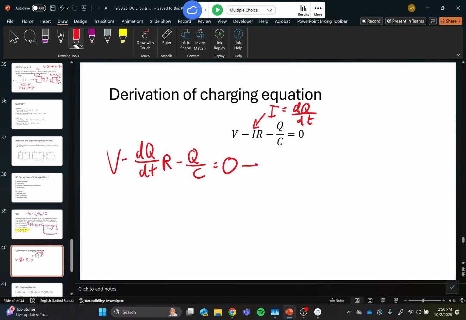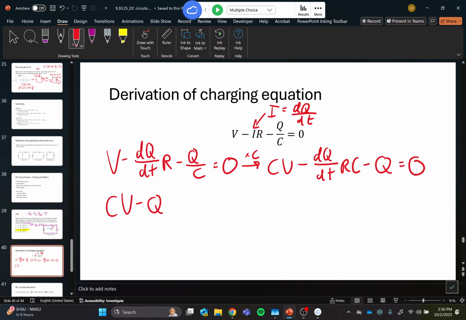How do I get all the q's together? First, I'm going to multiply everything by C. Why? Because C is in the denominator, and I don't want it to be in the denominator. So great: CV minus q equals dq dt times RC. I just multiplied everything by C. What's the next thing I'm going to do? I'm going to add that q to the other side. So I get CV minus q equals dq dt times R times C. Literally every step moving forward is just algebra. We'll eventually get to doing an integral, but it's not a hard integral.